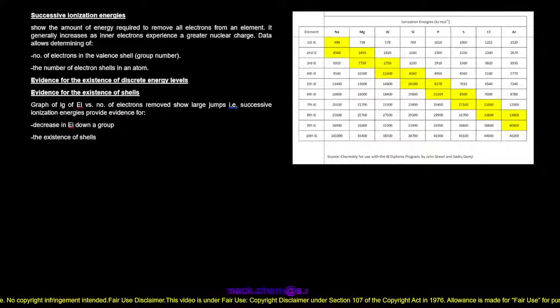Hi everyone, in this video we will be looking at successive ionization energies. We will look at the raw data and the graphs associated with successive ionization energies, and on doing so we will then proceed to look at how the data provided by these successive ionization energies have been used as evidence for the existence of discrete energy levels, that is, shells or subshells.